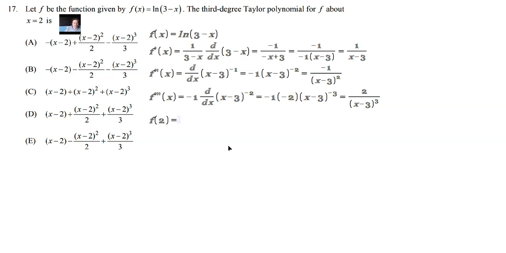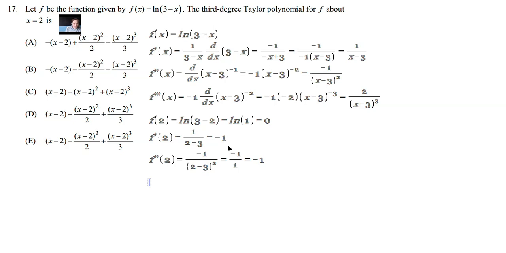F of 2, well, that's just ln of 3 minus 2, which is the ln of 1, which is 0. F prime of 2, that's 1 over 2 minus 3, which is negative 1. 2 minus 3 is negative 1, so 1 divided by negative 1 is negative 1. F double prime of 2, focus like a laser beam. Negative 1 over 2 minus 3 squared. 2 minus 3 is negative 1. Negative 1 squared is positive 1.